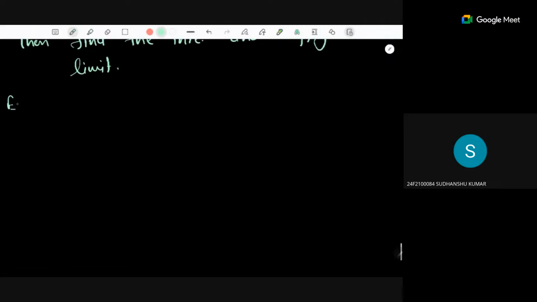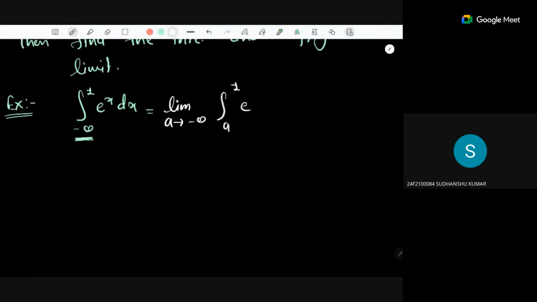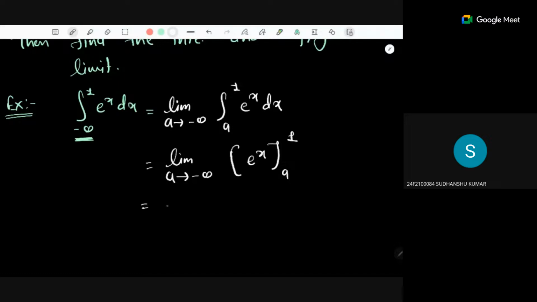So for example, if I want to find the integration from minus infinity to 1 of e to the power x dx, what will this be? First I'll change this minus infinity into some finite quantity. So I'll take the limit as a goes to minus infinity of the integration from a to 1 of e to the power x dx. Now I know how to find this integration. The integration will be e to the power x with limits a to 1, and this becomes the limit as a goes to minus infinity of e to the power 1 minus e to the power a.